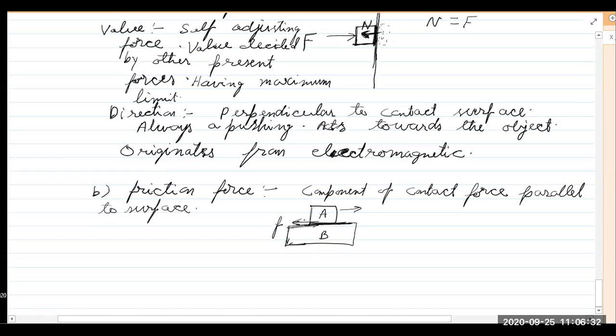Okay, so this is parallel to surface. And friction is also a self-adjusting force. Friction in detail we will discuss in a later section. We have a separate section devoted to friction, but for now we will write its value. Its value is self-adjusting.